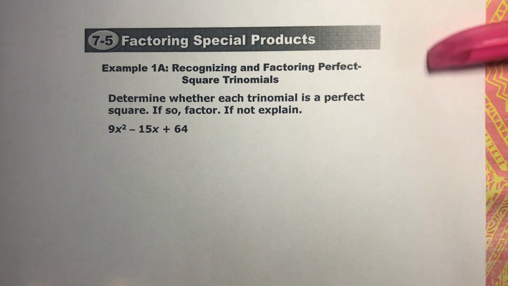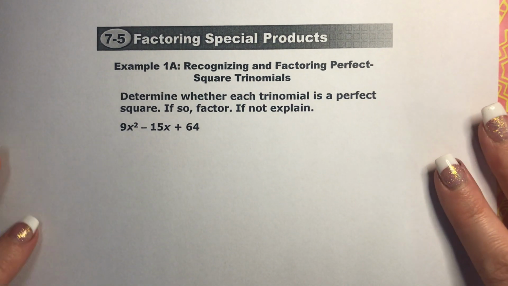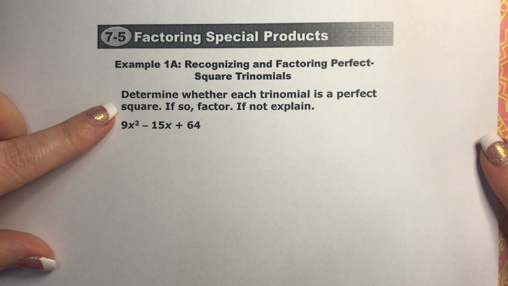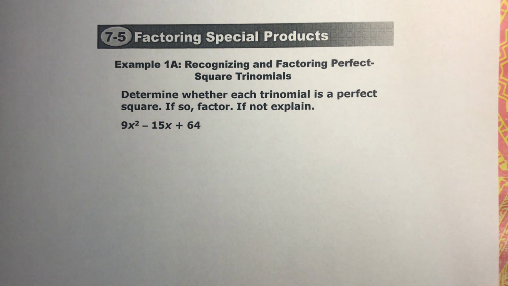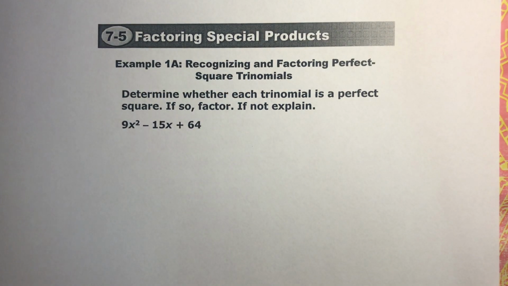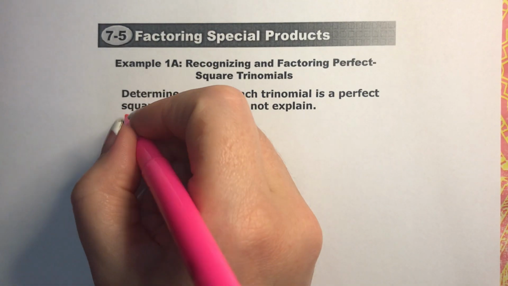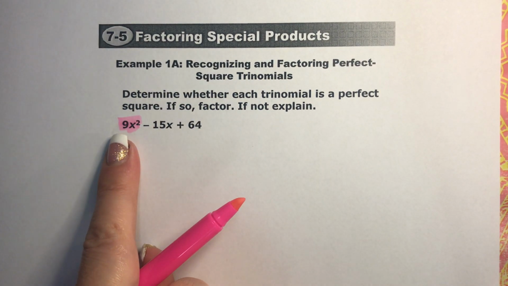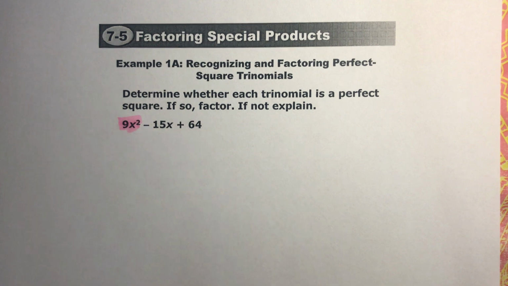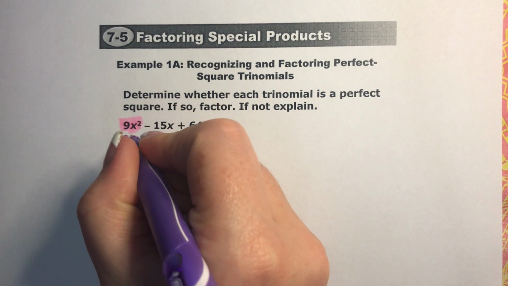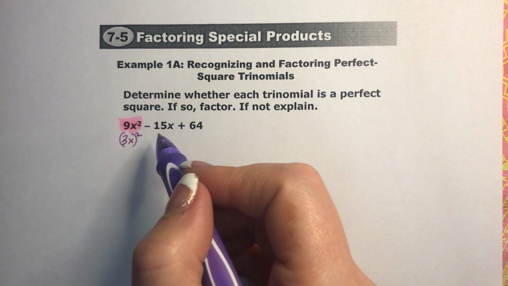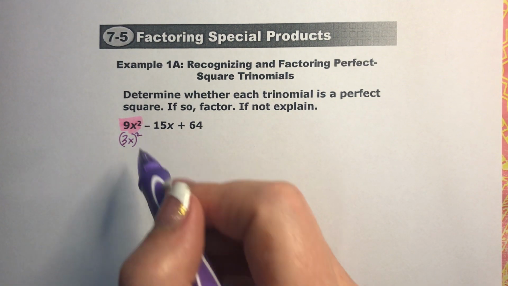Okay. So example 1A here states, determine whether each trinomial is a perfect square. If so, factor it. If not, explain. Okay, cool. So the first thing we're going to do is look at that first term and that last term, and I want to see if they're squared numbers. So here, is 9 a squared number? Yes. Is x squared a squared number? Yes. So what does that break down to? That breaks down to 3x squared, right? Because 3 times 3 is 9. X times x is x squared.